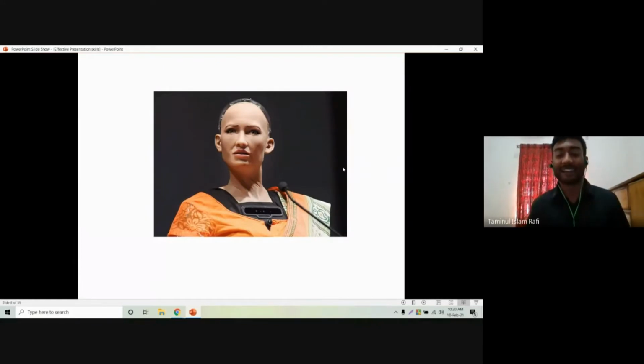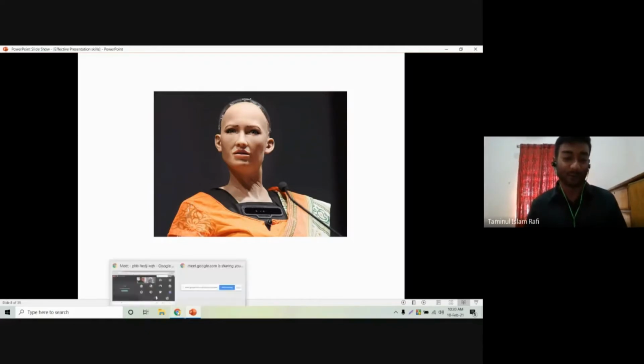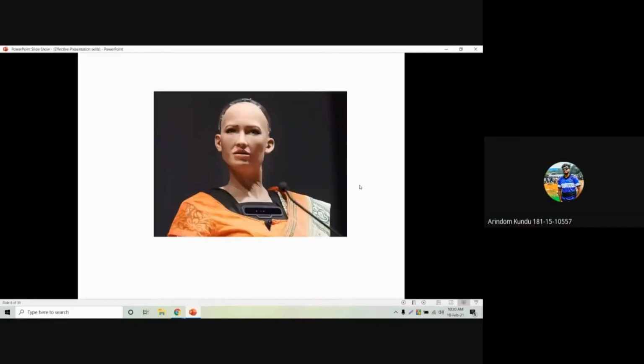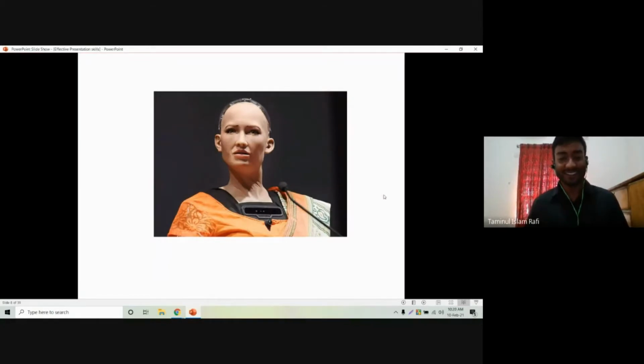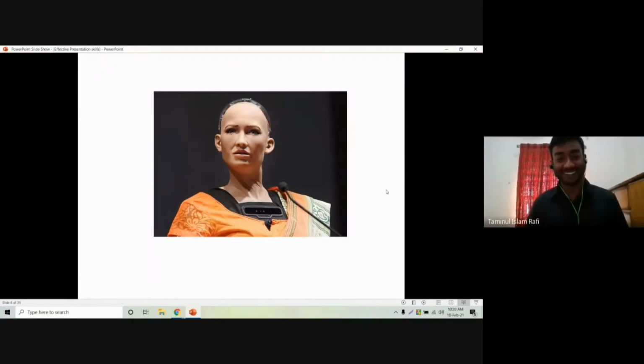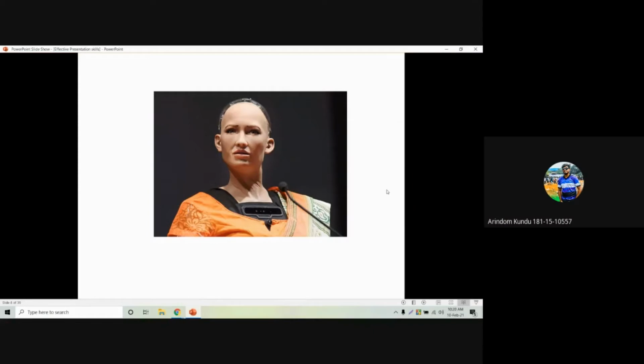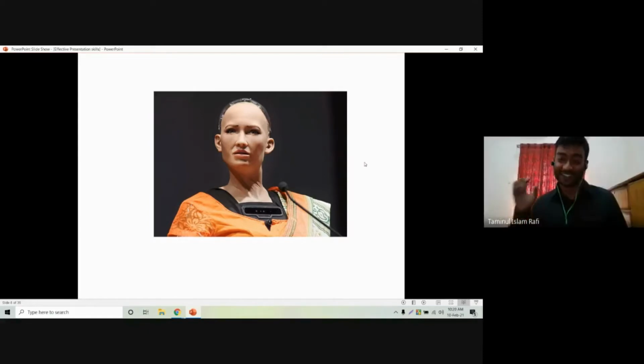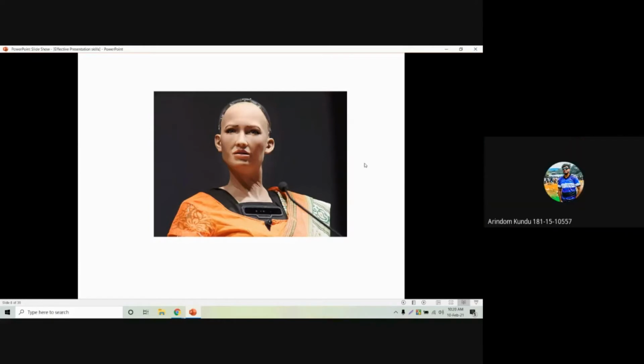Anyway, she is a robot. Her name is Sophia. Do you know her? Sophia. Yeah, she is Sophia. Once she came to our country, Bangladesh. What is her specialty? She can give you any answer. Whichever question you ask her, she can give you the answer. She is a robot, right? An artificial intelligence based robot.